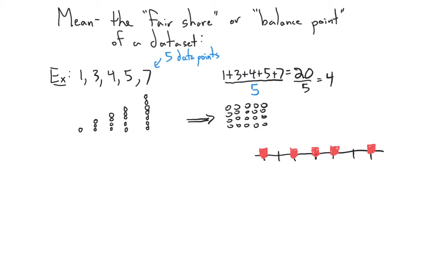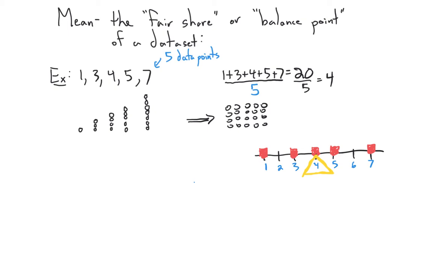The other way to think about this is as the balance point. So imagine that we plotted our points on a number line. So 1, 2, 3, 4, 5, 6, 7. And we wanted to put this number line on a wedge so it would balance. And where would it balance? It would balance right at 4. So that's another way you can think of the mean as the point where the data set would balance if you plotted all the points on a number line.